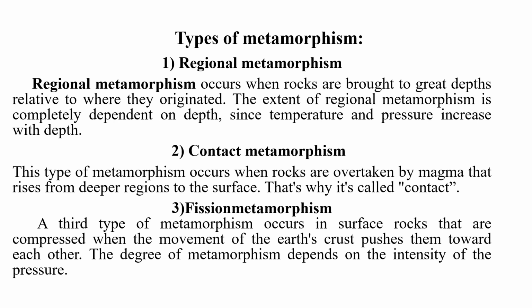Let's continue. Types of metamorphism. Regional metamorphism. Regional metamorphism occurs when rocks are brought to great depths relative to where they originated. The extent of regional metamorphism is completely dependent on the depths, since temperature and pressure increase with depths. Number 2. Contact metamorphism. This type of metamorphism occurs when rocks are overtaken by magma that rises from deeper regions to the surface. That's why it is called contact.